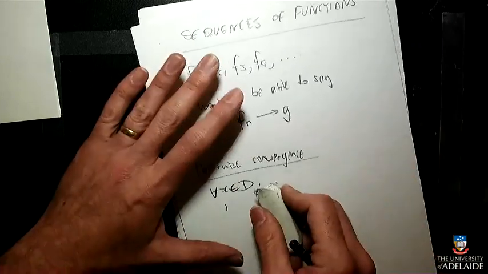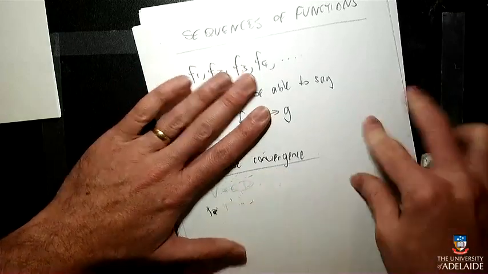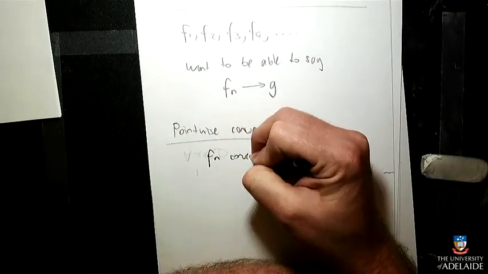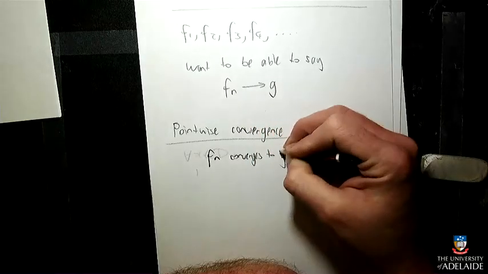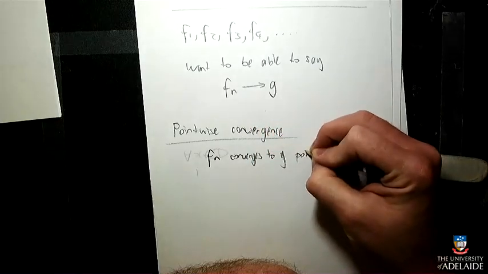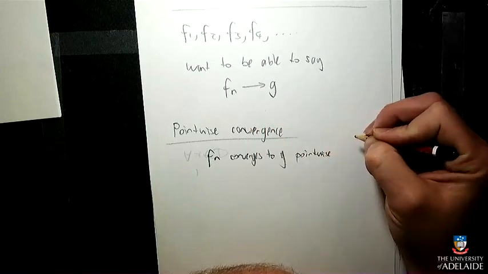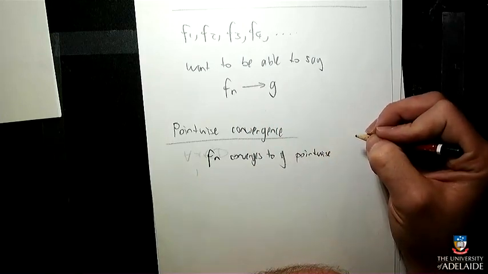so I would say that, just a second, fn converges to g pointwise. Is this how it sounds when you do the definition? Like you're going to need an x0 or something. Yep.